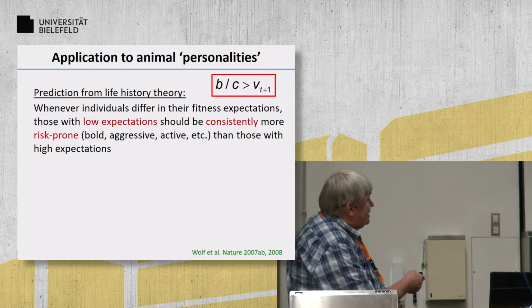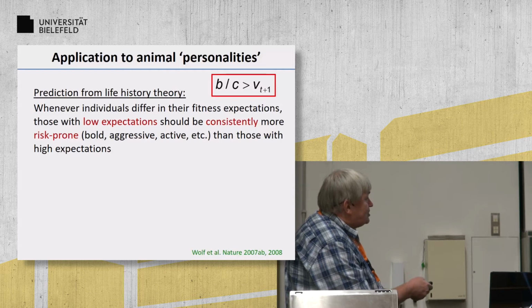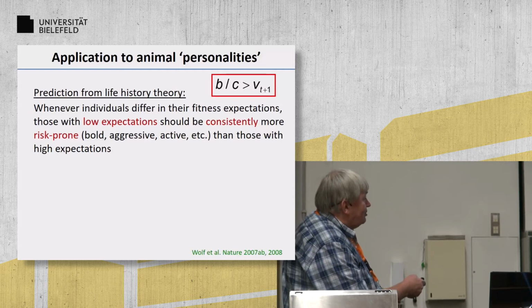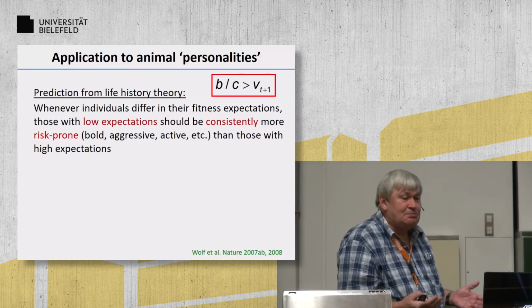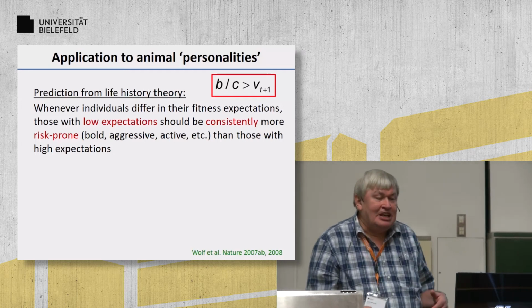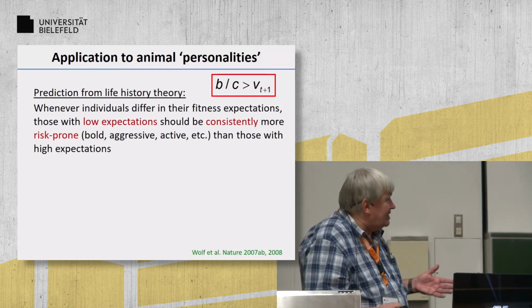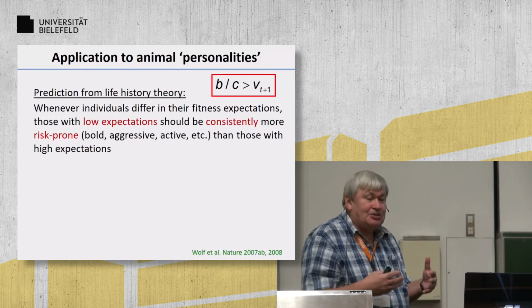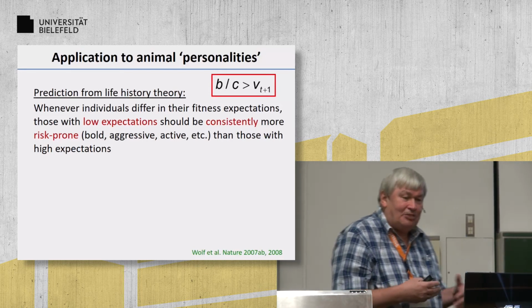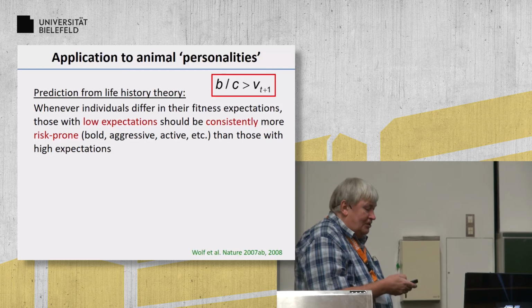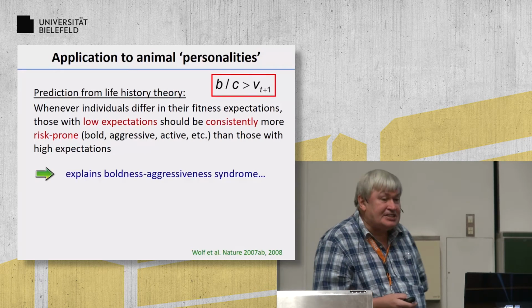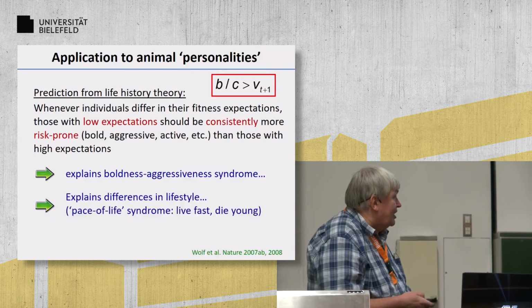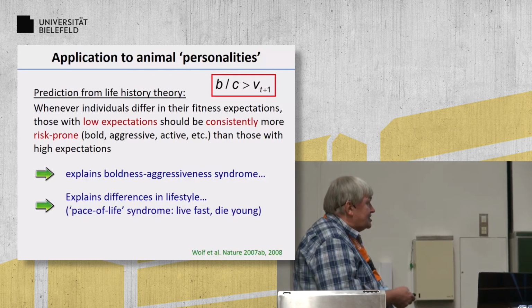So those with a low expectation should be consistently more risk prone, more bold, more aggressive, more active, and so on, than those with high fitness expectations. This simple principle explains why different kinds of behaviors are bound together, because all of them have to do with risk avoidance. So this explains the boldness-aggressiveness syndrome, but it also explains other differences in lifestyle.